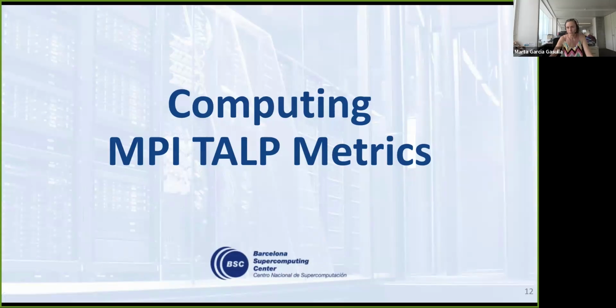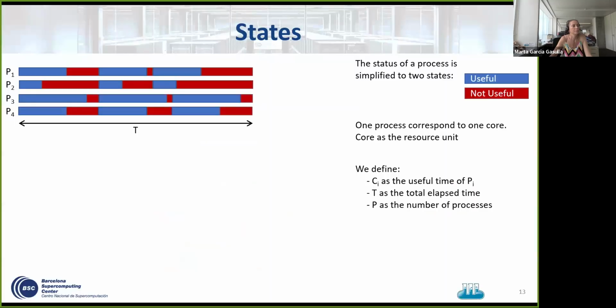How do we compute these metrics? I'm going to explain a bit what we do to compute each one of these metrics, and then what they mean and how they apply to different use cases. So to compute the original MPI POP metrics, what we did was to classify the states of the processes in two states. So if this is an execution, we have 4 MPI processes. You see the 4 lines. This is the time. And we classify the status in useful, blue, or not useful. Either the process is doing useful work or it's not doing useful work.